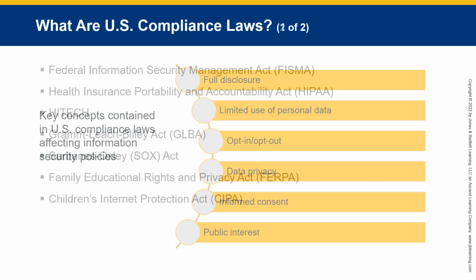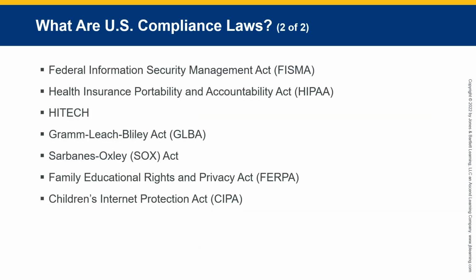What are U.S. compliance laws? Page 2. Federal Information Security Management Act, FISMA. The federal government is unique in that it can identify the standards it wants to follow and passes laws requiring the standards to be followed. The Federal Information Security Management Act, or FISMA, of 2002 is a good example of government self-regulation. FISMA requires government agencies to adopt a common set of information security standards.